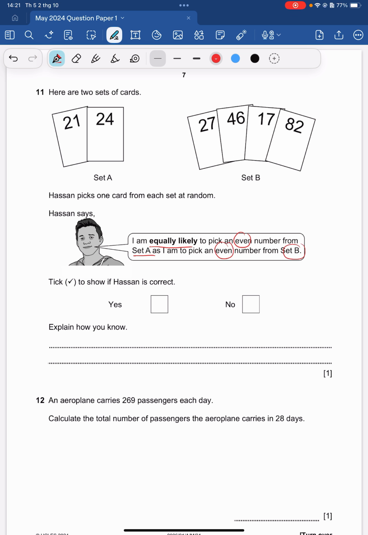In set A, we have 2 and 4, so only one is even, which is 1/2. In set B, we have 46 and 82, that's 1/2 too. So 50%. Correct, because that's 1/2, right? 1/2 and 1/2, the same, so they are equally likely.